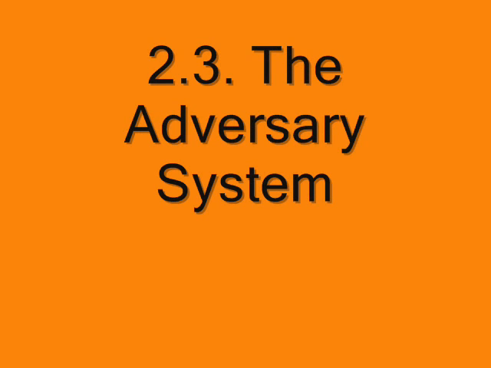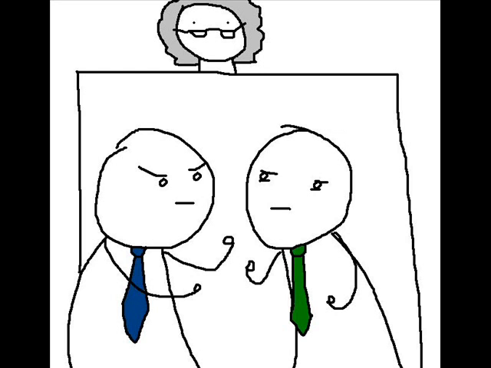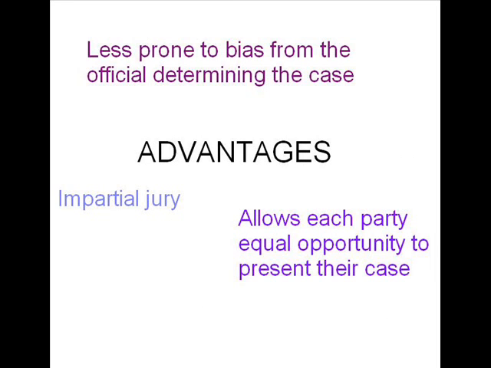The adversary system is a system where two opposing sides present their case to an impartial judge. The advantages of this are that each side is less prone to abuse and bias from the official determining the case. It allows each party equal opportunity to present their case, and there is an impartial jury.